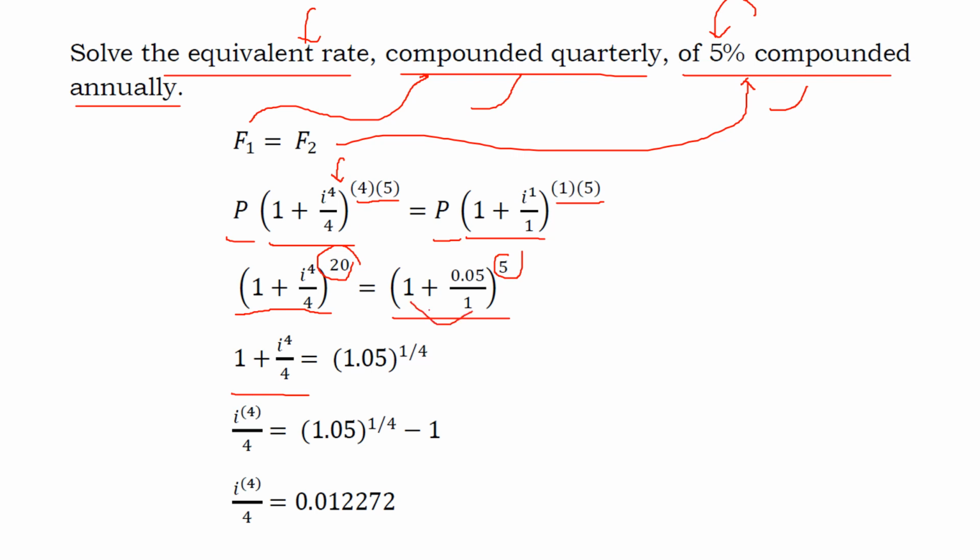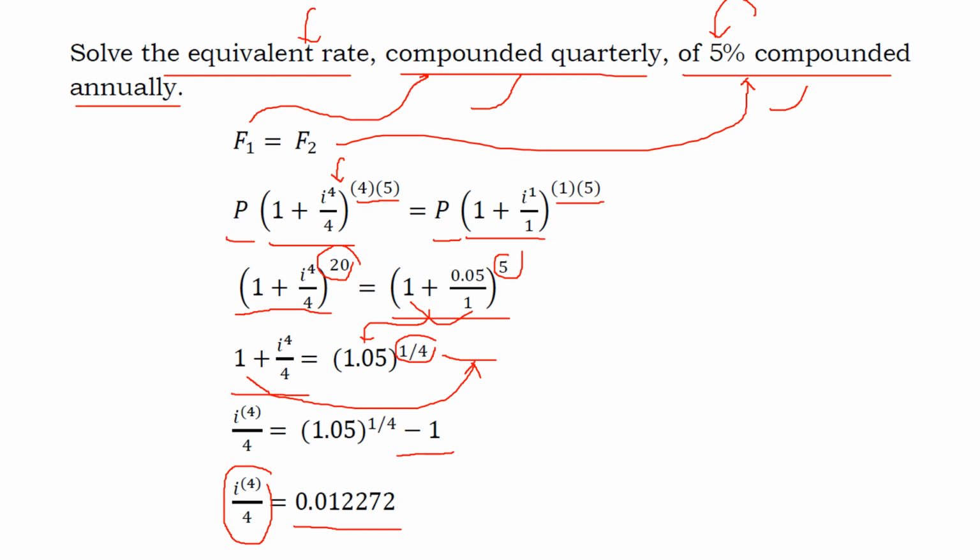If we simplify this one, that will be equal to 1.05 raised to 1/4. Why is that? Because if we're asked to get the ratio between 5 and 20, 5 is only 1/4 of 20. That's why it is 1/4 here. Now, if we're asked to get the value of i raised to 4, we just simply transpose this positive 1 to the other side of your equation. That's why it became negative 1 here.